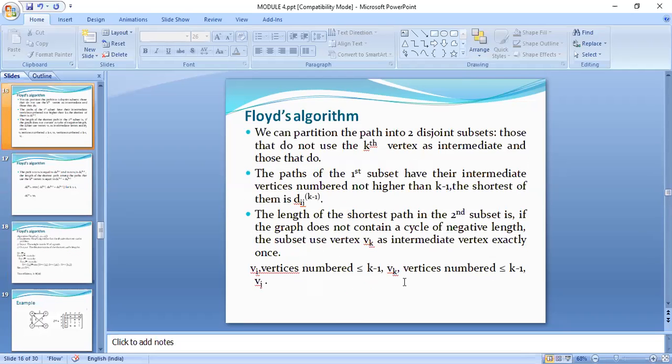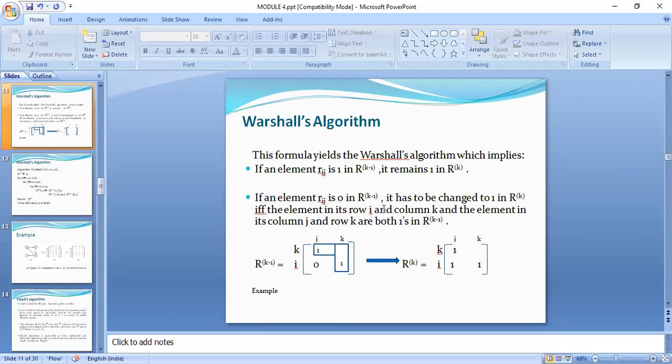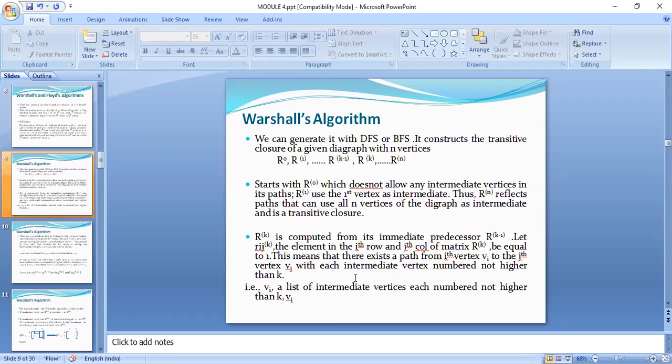Okay, so when you go for dynamic programming, both are almost the same, Floyd's and Warshall's. Warshall's is used for creating the transitive closure from the adjacency matrix, where it will be a Boolean matrix, used for a directed graph, and it need not be a weighted graph. We will be traversing it by using DFS or BFS.